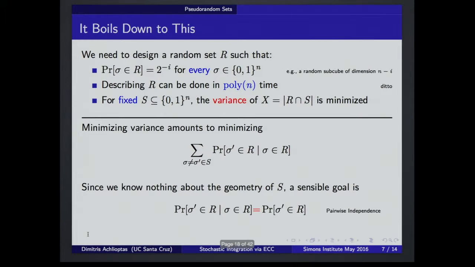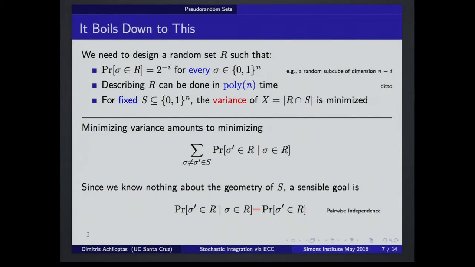And given that we know nothing about the geometry of the set, a very sensible goal is to say that, well, ideally I would like you to say nothing about it. So we would like to have pairwise independence. This is, in some sense, the golden standard, and if we can achieve this, we're super happy.